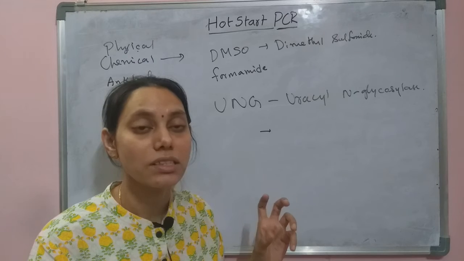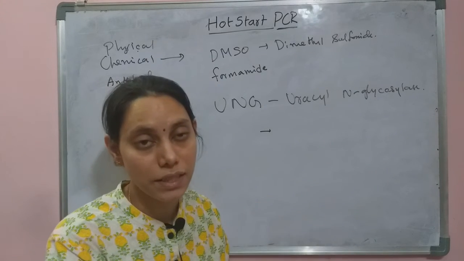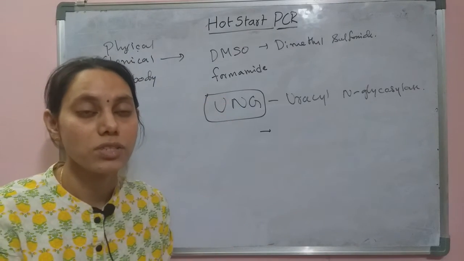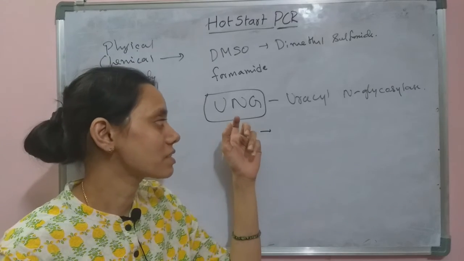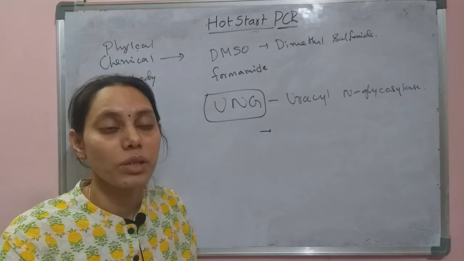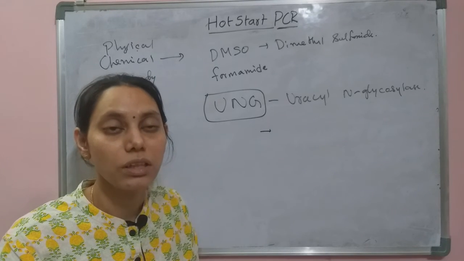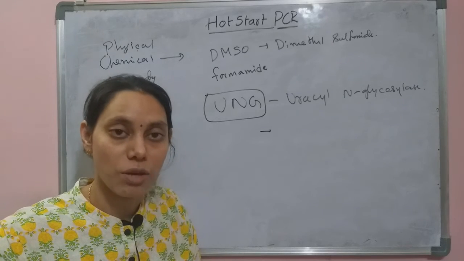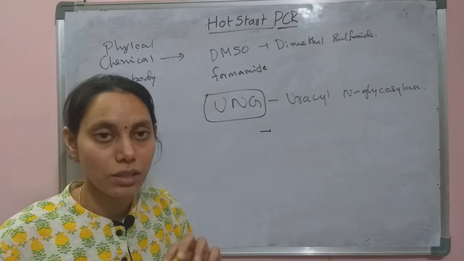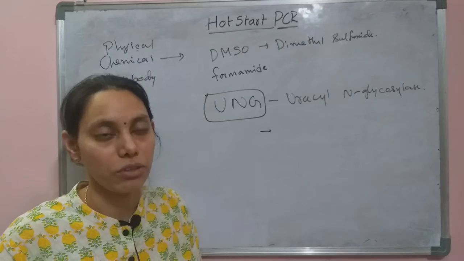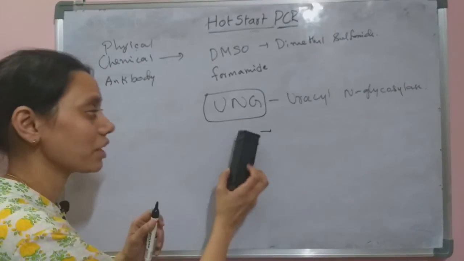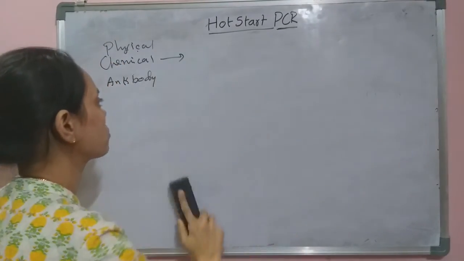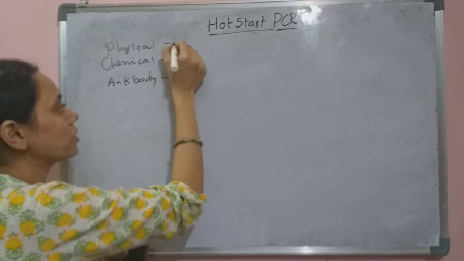This uracil and glycosylase degrades the unwanted DNA during the experimental setup, and once the denaturation temperatures are reached, this enzyme itself will be degraded because of its thermosensitivity. So it is a thermolabile enzyme, and during the experimental setup it will degrade the possibly newly synthesized DNA. Once the denaturation temperatures are reached, the enzyme itself will be degraded so that only the target portion of the DNA will be amplified. So that is how we chemically or enzymatically block the reaction to happen until the denaturation temperatures are reached.